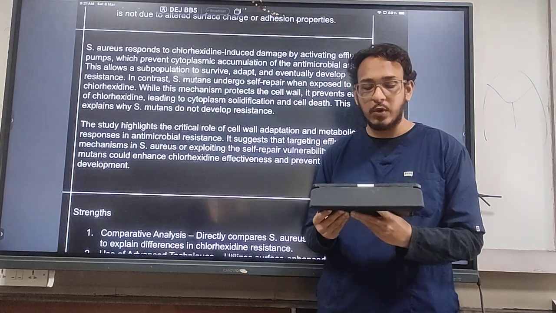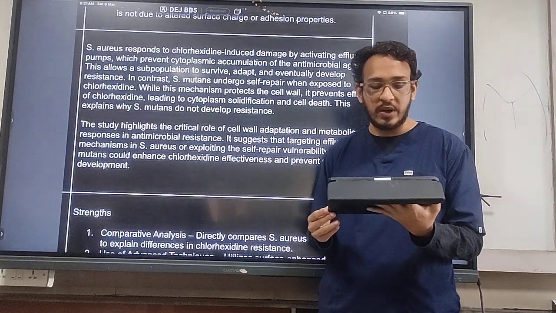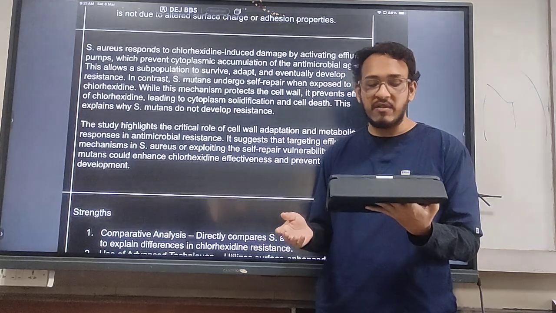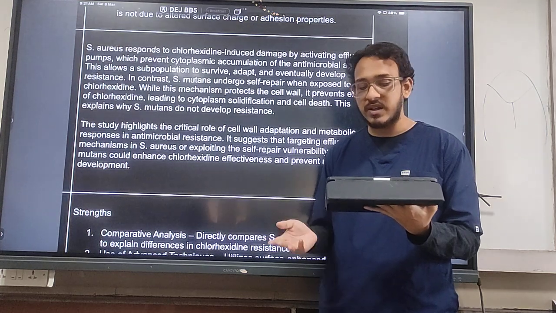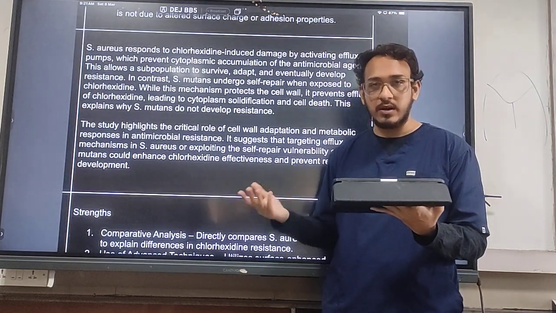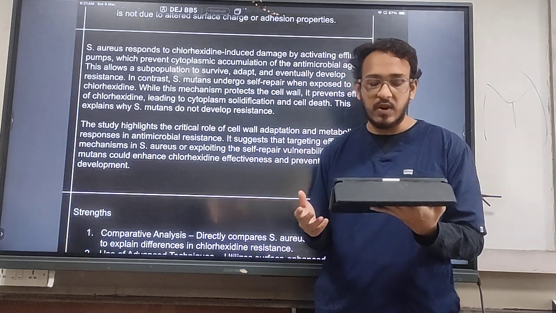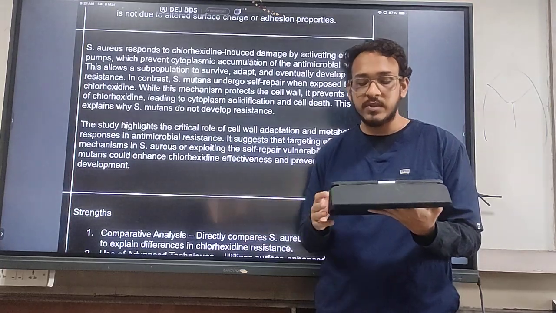In contrast, S. mutans undergo self-repair when exposed to chlorhexidine. While this mechanism protects the cell wall, it prevents efflux of chlorhexidine, leading to cytoplasmic solidification and cell death. So this explains why Streptococcus mutans does not develop the resistance, while the S. aureus develops the resistance.